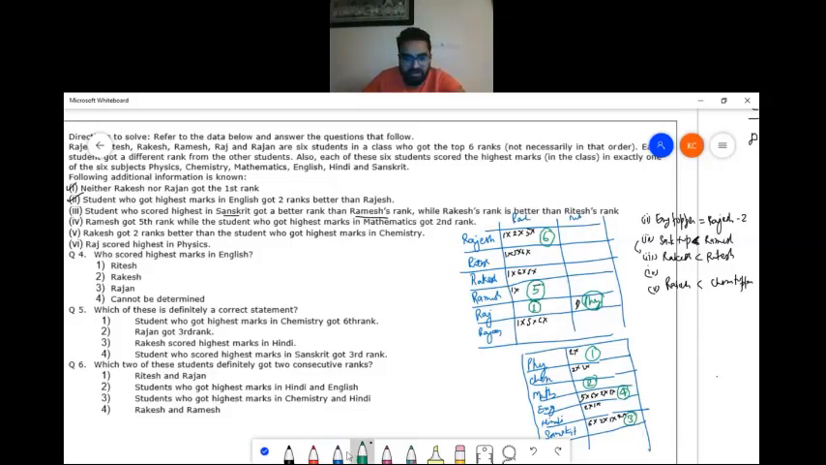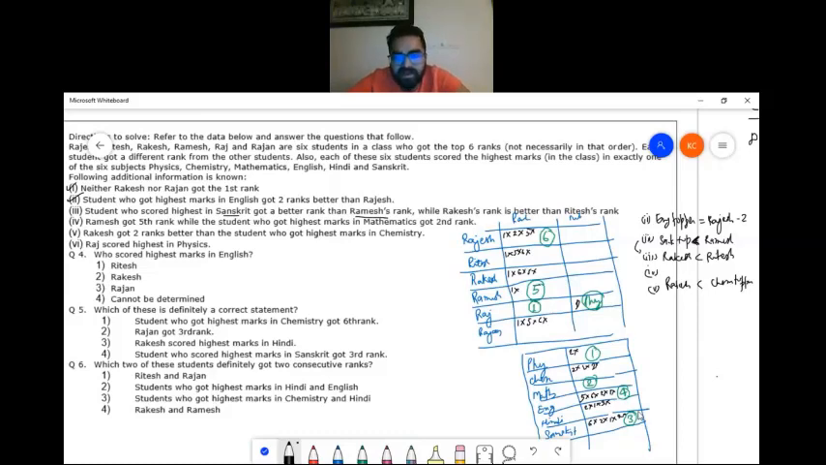Sanskrit is 3. That means we can write 3 cross everywhere else. So if you see, chemistry and Hindi are 5 and 6. Rank 5 and 6, these are the only 2 possibilities left here. Okay. So we are still in a pretty solid state. Kafi achche se hum logon ne kar diya hai. Ramesh's rank se better hai.